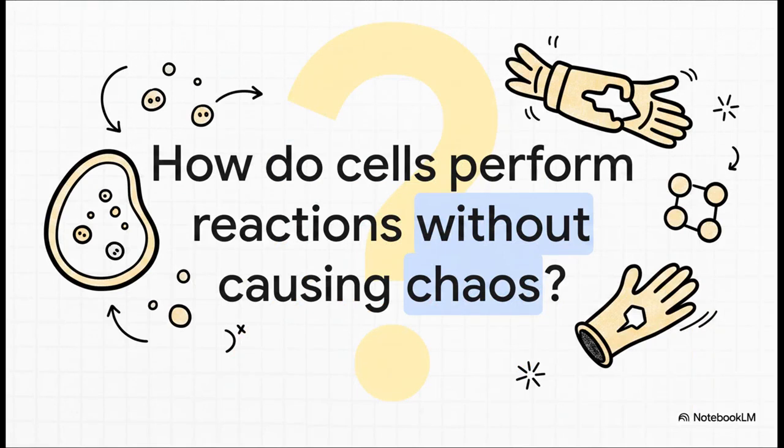Right now, inside every single one of your cells, there are just countless reactions all happening at once. How does any of that stay organized? How does a cell that needs to break down a sugar molecule not accidentally start tearing apart its own proteins? Well, the answer, in one word, is specificity.